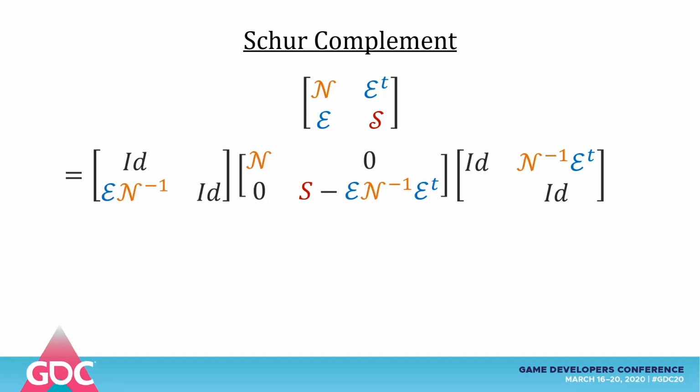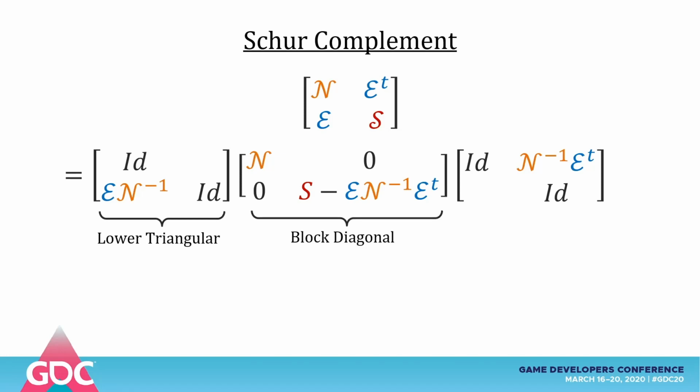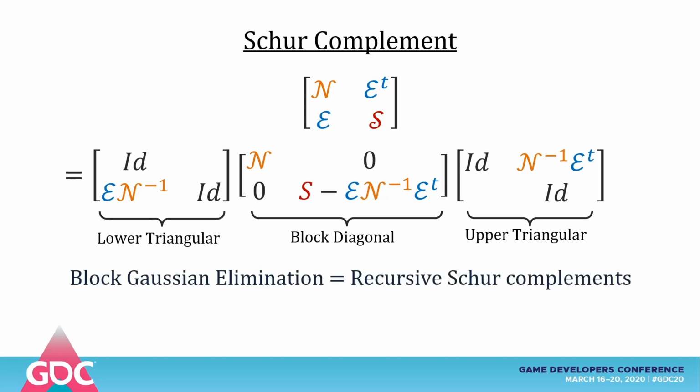So what we have done is to decompose the block matrix as a product of a lower triangular matrix, a block diagonal matrix, and an upper triangular matrix, which is the transpose of the lower triangular one. And so we have obtained a block LDL decomposition. The algorithm that produces this block LDL decomposition is the block Gaussian elimination, which is just a recursive computation of the Schur complement.